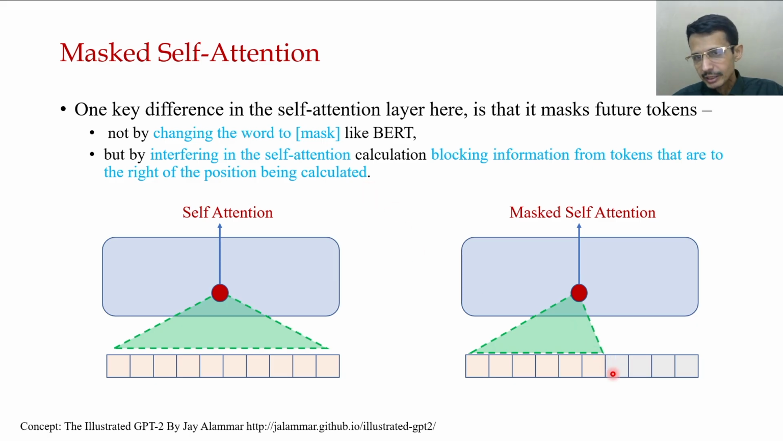Let this position be the one being calculated, and these are the masked ones. So self-attention is determined by the tokens prior to the particular token to be predicted. That is called masked self-attention. This is very important to understand, one of the major concepts.